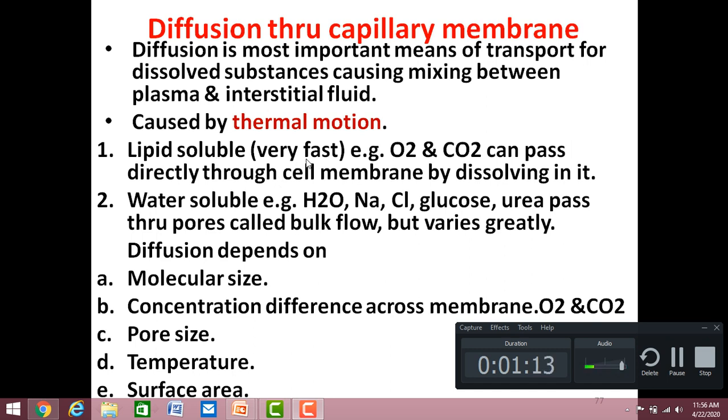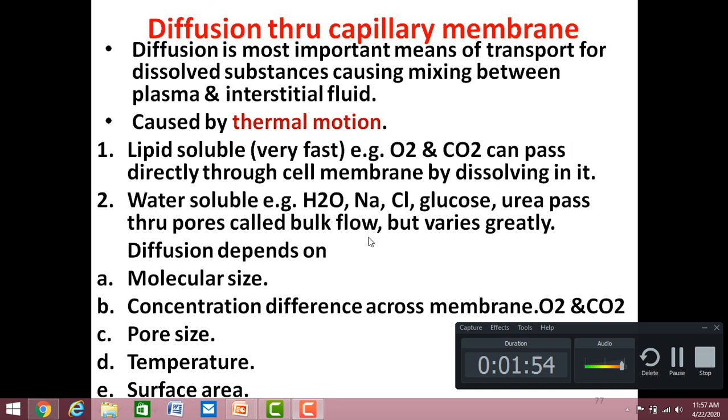The second type of molecules are the water soluble molecules and lipid insoluble molecules. For example, the water itself moves by this mechanism, and then there may be sodium molecules or the chloride molecules or the glucose or the urea, and these molecules actually pass through the pores we have already discussed, and these pores allow the movement of molecules from a higher concentration to a lower concentration in the form of bulk. So that's why it's called the bulk flow.